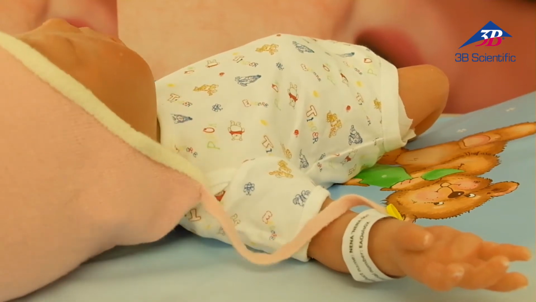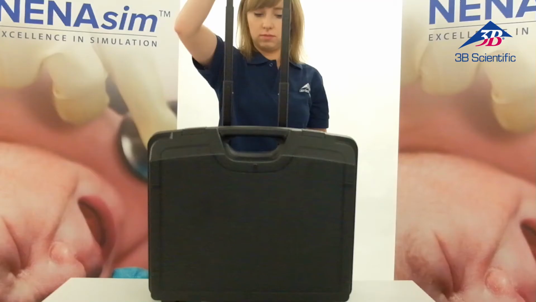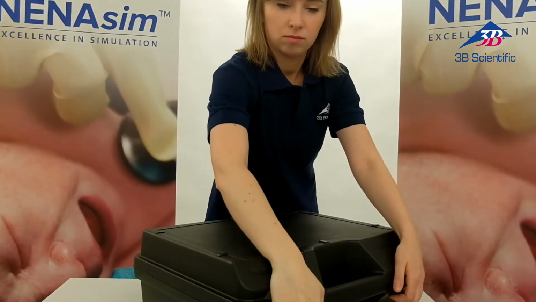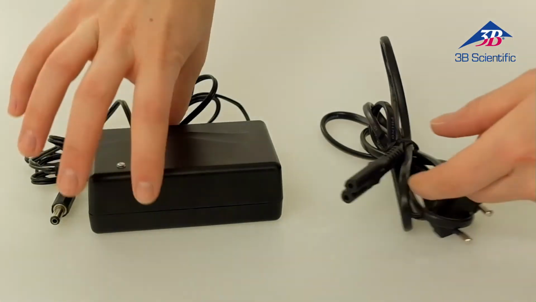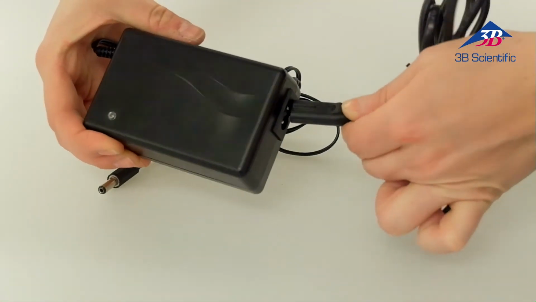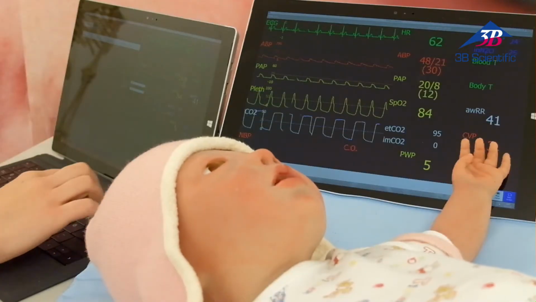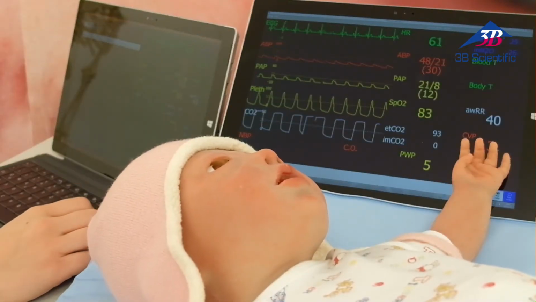It can realistically simulate infant breathing patterns and complications. Heart and bowel sounds can be heard and examined via available sound library. NenaSim is available in several ethnic versions, and preemie size is also provided on request.